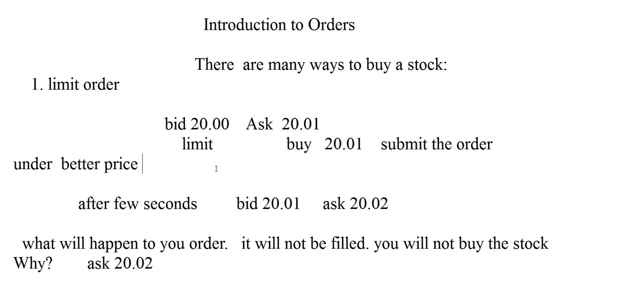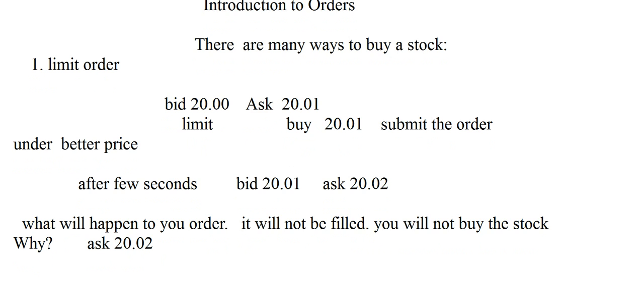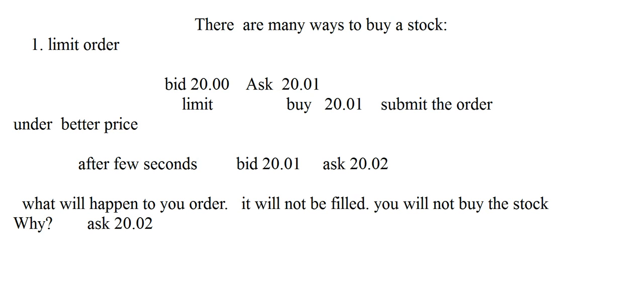Most of the time, if the stock is going up from 20.01 to 20.02, your order will not be filled. In your broker it says it's open. It can stay open the whole day. And if the stock is going up and up and up, you will have a problem and you will not buy the stock. So this is what we call a limit order. It means you limit your price to this or better. Better means $20.01 and less. This is what we call limit.